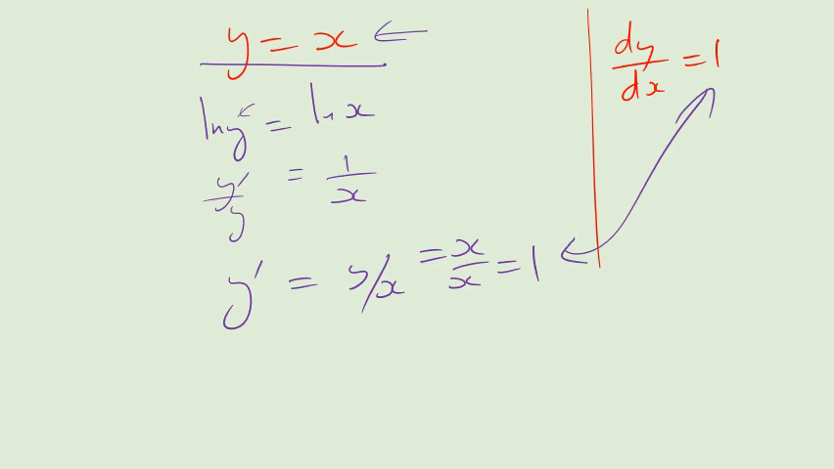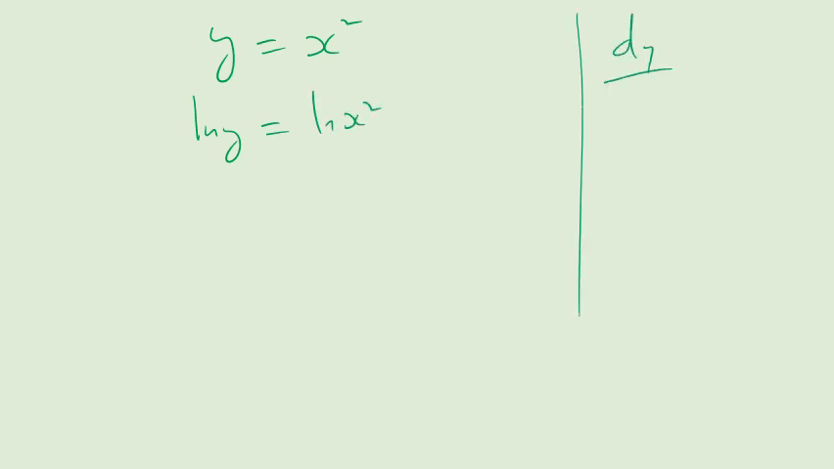So what's the big deal of logarithmic differentiation? Let's try another question. y equals x squared. Now take ln on both sides. Again, ln y is equal to ln of x squared. Now again, we know that dy/dx is going to be 2x, straight on, since y equals x squared.